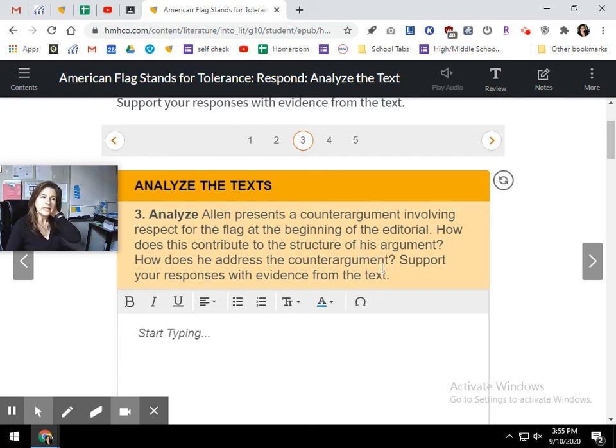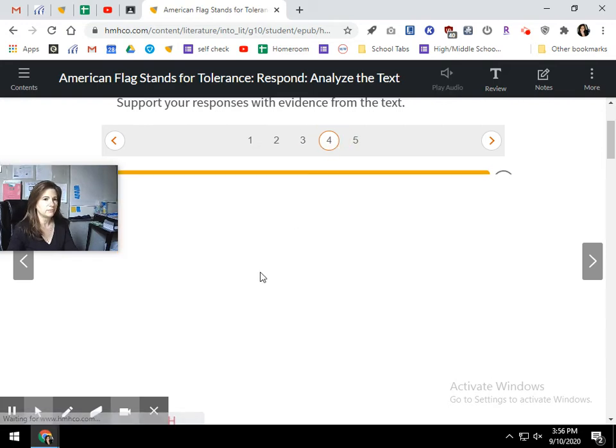So I'll give you a hint. He starts out sounding like he's going to disagree with the Supreme Court. Okay? And so you're like, oh, he's going to disagree with people being allowed to burn the flag. And then he throws that rebuttal of the counter argument in there, and that changes your focus and shifts you to the idea that he's going to agree with the Supreme Court. So I want you to discuss that in your answer.